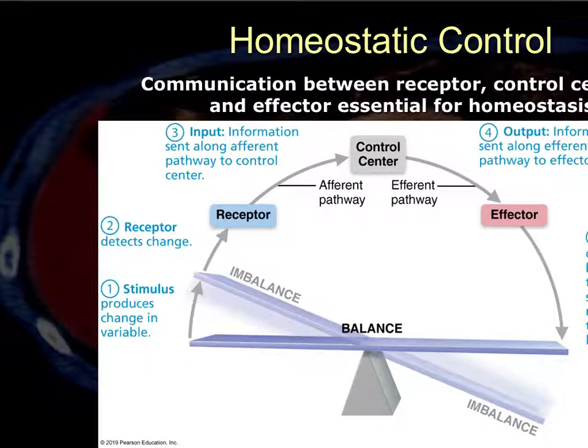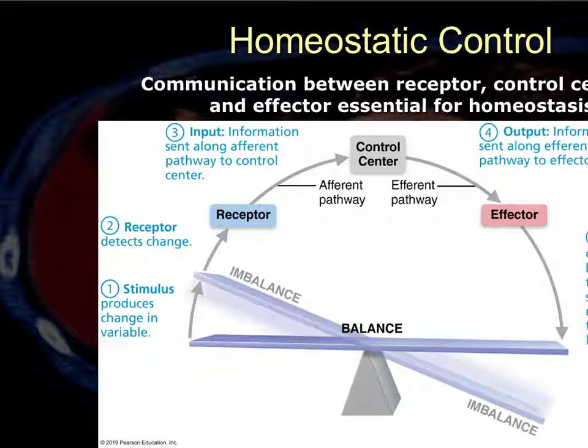But the receptor isn't very smart. The receptor is just like a thermometer. It shows the temperature change. The receptor, because he knows he's not very smart, is going to send that information to someone who is smarter. So he's going to send it over here to the control center. It gets sent to the control center on the afferent pathway. The control center then takes that information and makes a decision. It decides what to do.